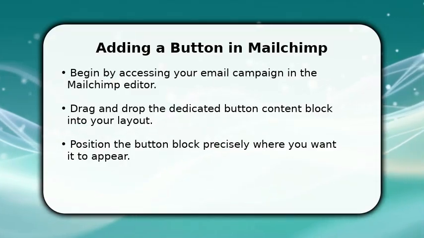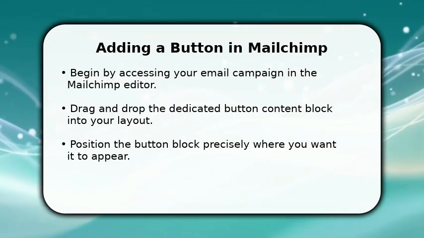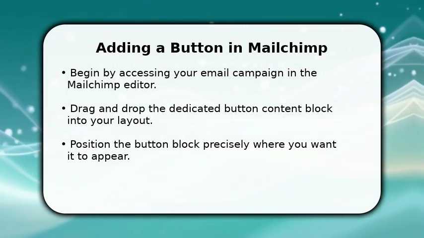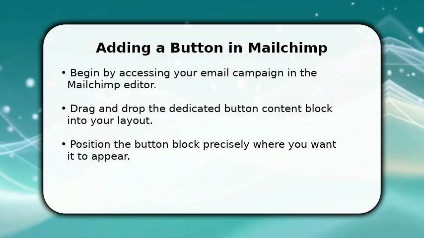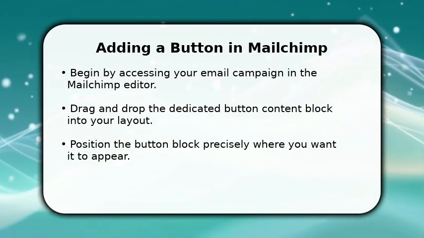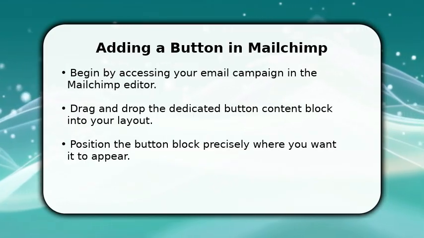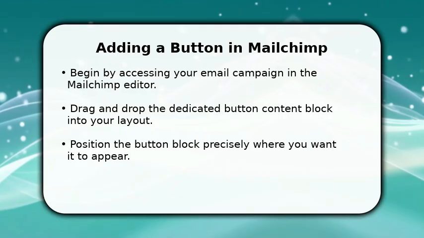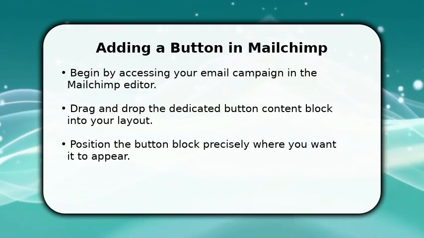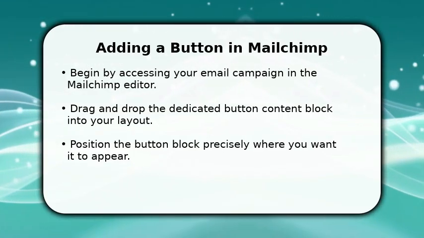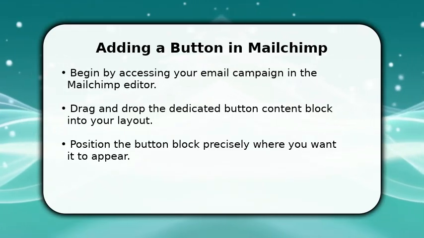In this video, I will explain how to add a button in Mailchimp. First, navigate to your email campaign within Mailchimp. Once there, locate the content blocks on the right-hand side. Simply click and drag the button content block directly into your email layout. You can place it anywhere you desire, ensuring it fits seamlessly with your design.